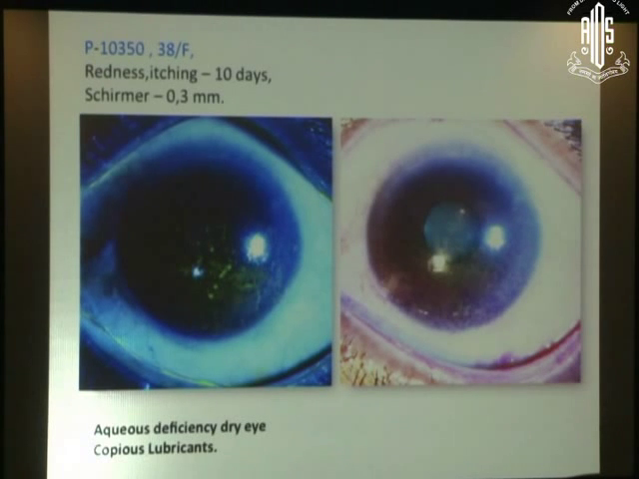Another young to middle-aged lady, 38 years old, who's complaining of redness, itching, a little more severe case. Here you see the staining with both the fluorescein and the rose Bengal. And it's particularly important not to just look at the corneal staining, but also to look at the staining pattern on the conjunctiva, on the bulbar surfaces. So again, a case of aqueous deficiency dry eye, which we manage with copious lubricants.